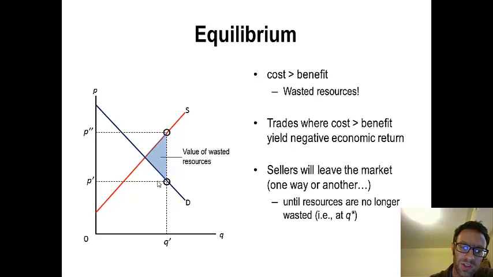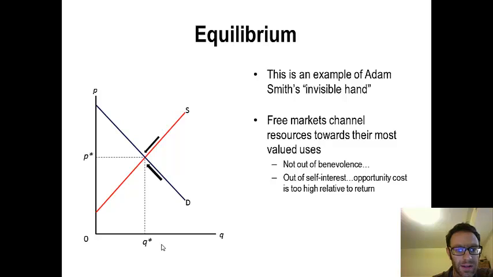The sellers producing way out here to the right of Q star will soon realize that they can't sell their commodity at a price that meets their costs. And eventually, over time, if not very quickly, they'll leave the marketplace. The market will return back to Q star and P star, where at this quantity the maximum price that buyers are willing to pay is equal to the minimum price that sellers are willing to accept, and they can both find a price that makes them both better off, or at least holds both of them harmless, as is the case for the marginal buyer and marginal seller.